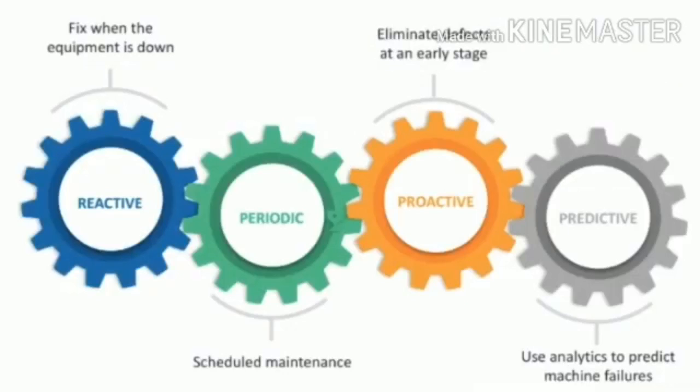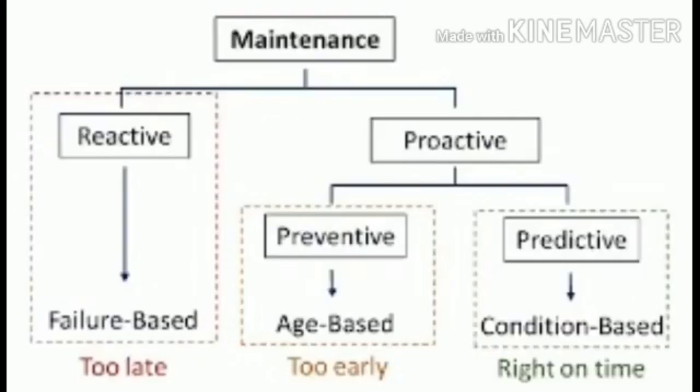So here you see another way to describe maintenance management strategies. When we fix an equipment on urgent basis, it's reactive, but if it already was scheduled, then it comes under periodic maintenance. While proactive maintenance is used when we want to eliminate defects at an early stage. And finally, it's predictive if we use analytics to predict machine failure.